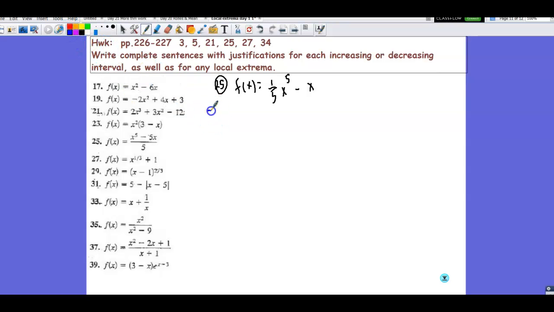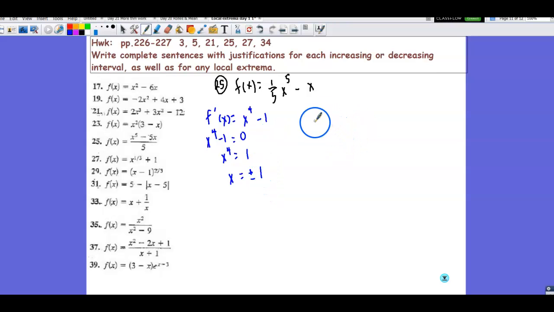I'm going to find the first derivative to locate my critical numbers. So f prime of x is equal to 5 times 1/5 is 1, so that's x to the 4th power by the power rule, minus 1. I'm going to set the first derivative equal to 0 in order to find the critical numbers. So x to the 4th is equal to positive 1. Take the 4th root of both sides, and x is equal to positive or negative 1. Don't forget the negative, because that will make a difference in your answer.